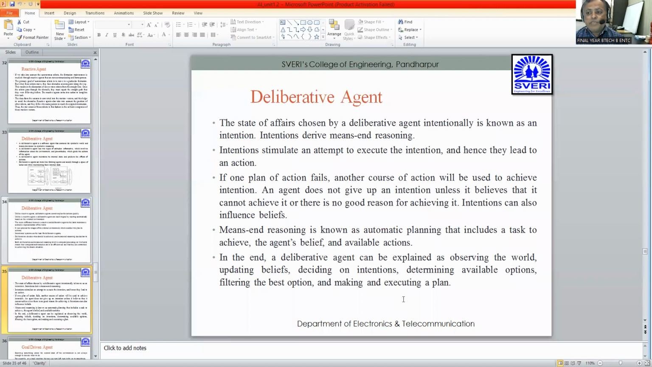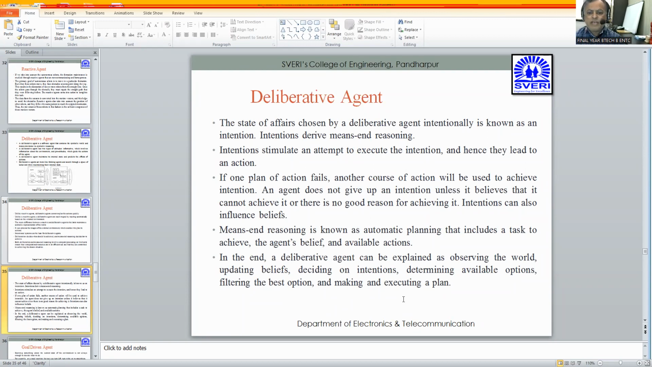One more thing in this is that if an action fails, then it finds out another way to reach the action, and it keeps on working towards the target unless and until it feels that it has not been able to achieve it. So these intentions are influenced by the beliefs also, right? So what do beliefs help with? The agent's beliefs will help you to get the available actions.